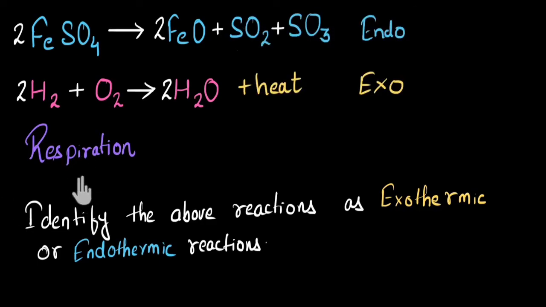Now see, this is the process by which our cells break down glucose, and in the process, we gain a lot of energy, which we can use to run and play and do all sorts of activities. And that's why respiration is an important process for our bodies. Now see, since this process is giving out more energy, we call this process exothermic. This is going to be an exothermic process.